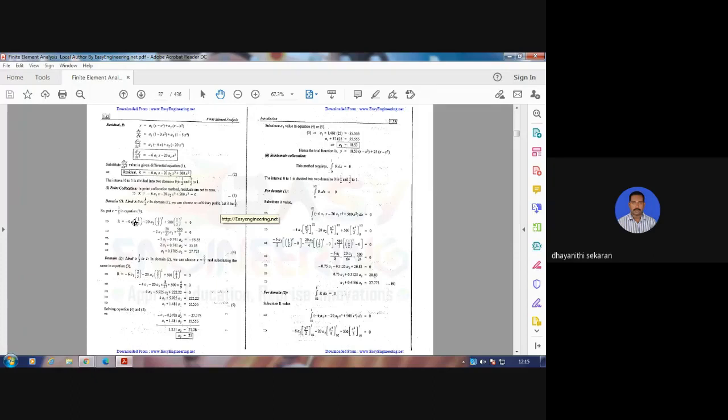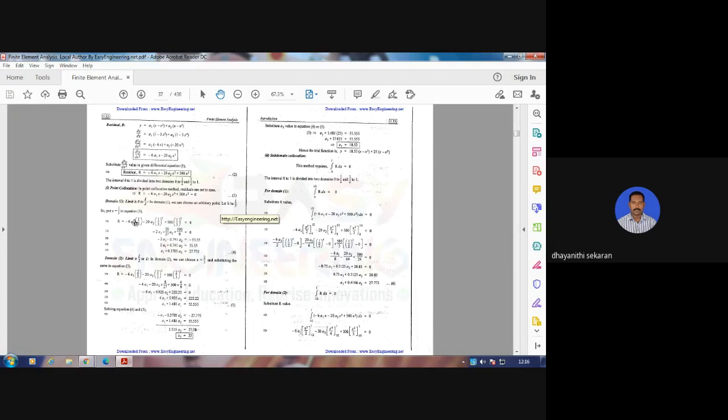This method requires integral of R over the domain, dx equal to 0. The interval 0 to 1 is divided into two domains, 0 to 1 by 2, then 1 by 2 to 1, because with two unknowns we need to split the domain into two. One is 0 to 1 by 2, another is 1 by 2 to 1, because the given limit is 0 to 1. So for domain 1, integral over 0 to 1 by 2 of R dx equal to 0. We know very well R is minus 6a1x minus 20a2 x cube plus 500 x squared dx. So we need to integrate: x squared by 2, x power 4 by 4, x cube by 3.